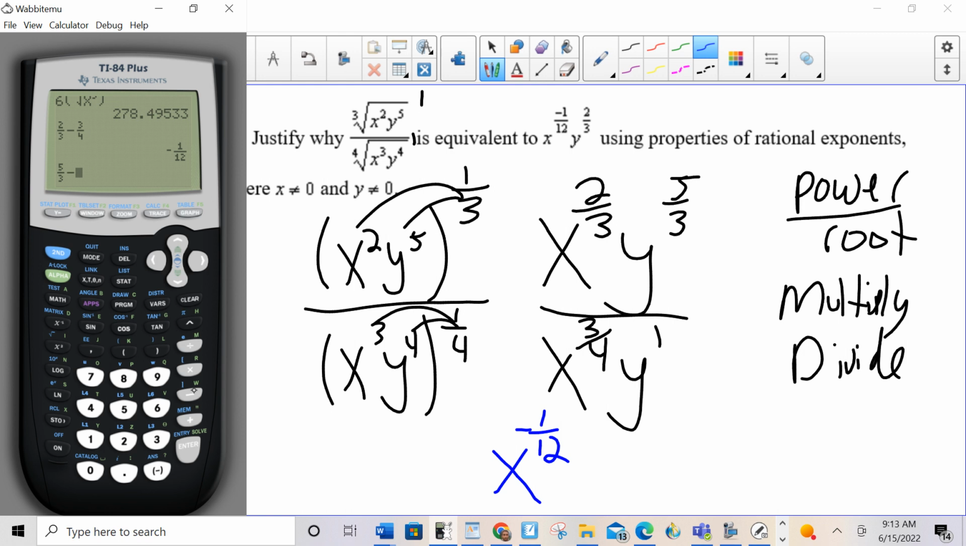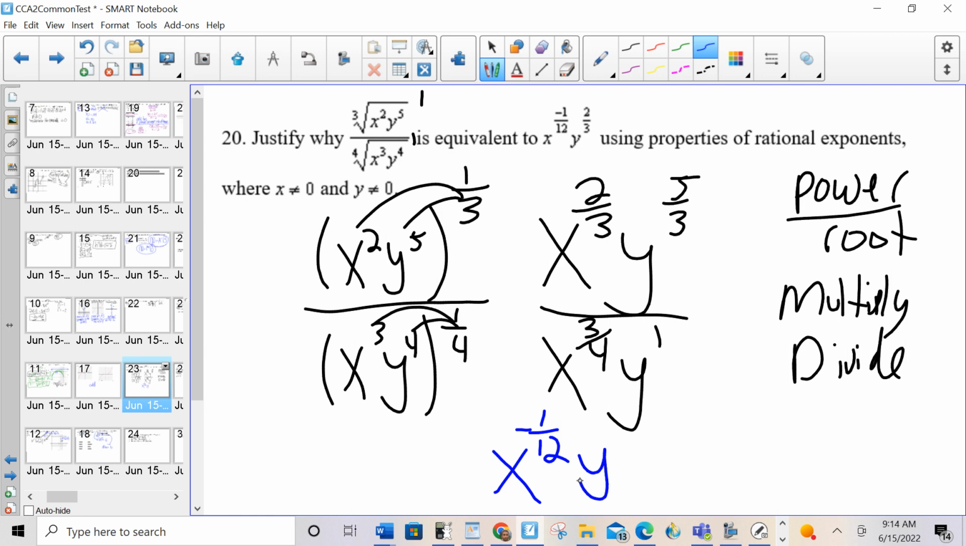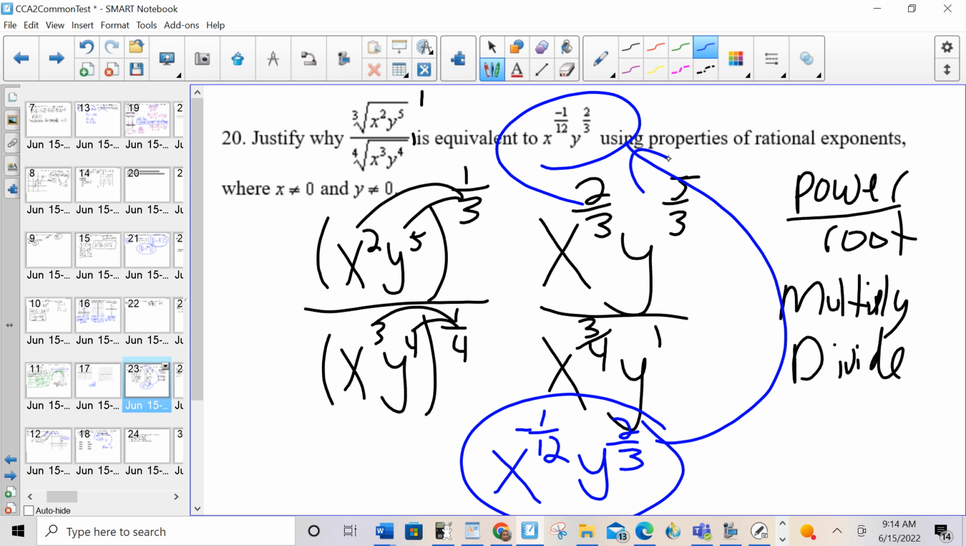Because you're saying, Mr. Schlansky, come on, I know how to subtract fractions. Well, good for you. My students don't. So we're just going to make sure we get the points. There it is.